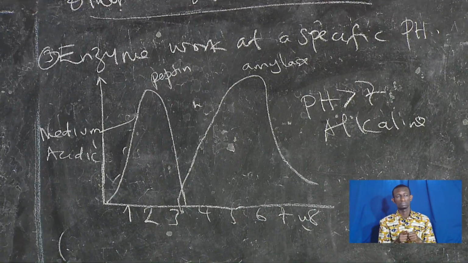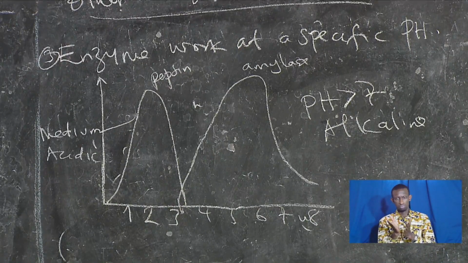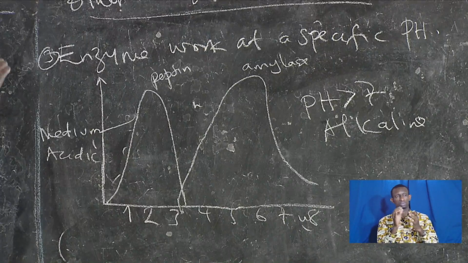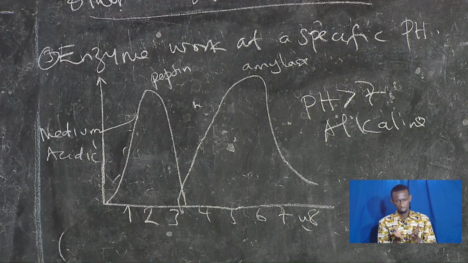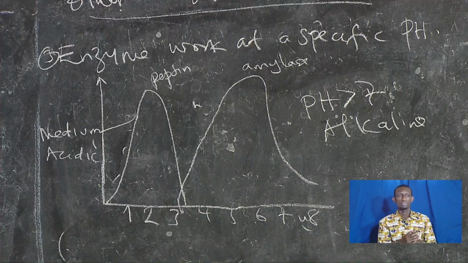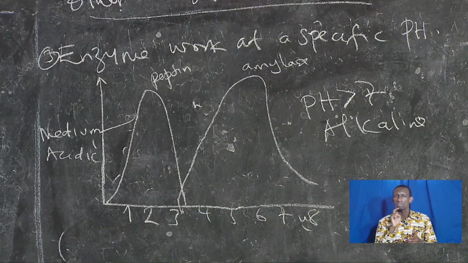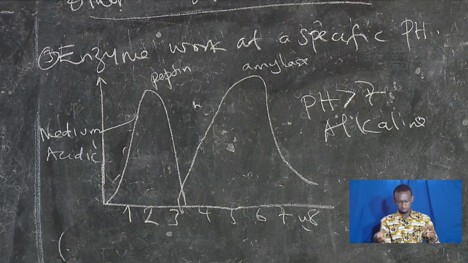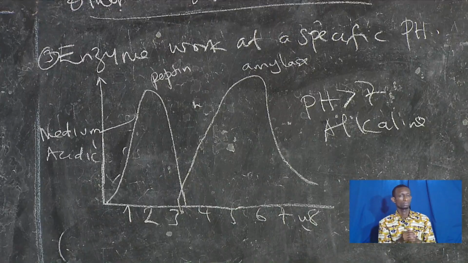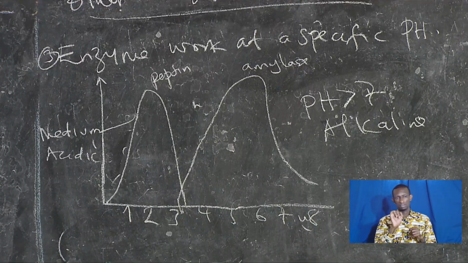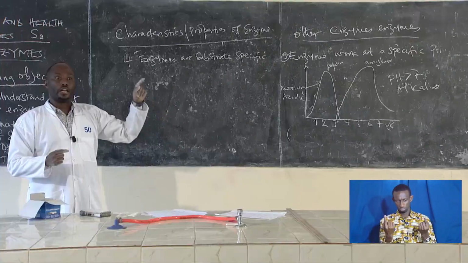Enzymes are substrate specific. If I say substrate specific, what does it mean? It means the enzyme and the substrate must be able to combine together to form an enzyme-substrate complex. So the enzyme and the substrate must fit one another as a key fits in a door.